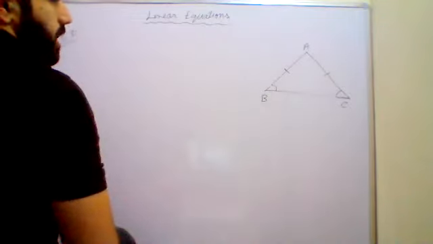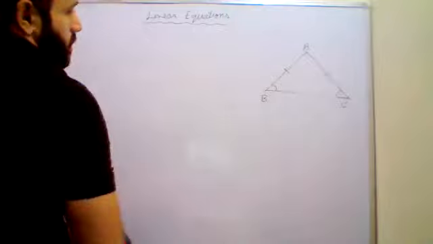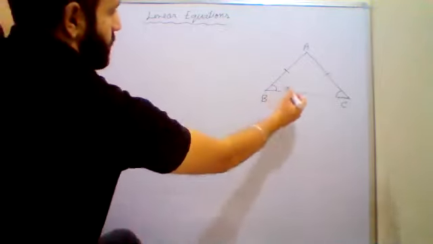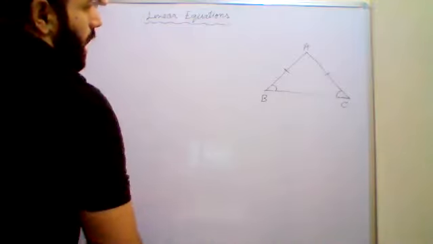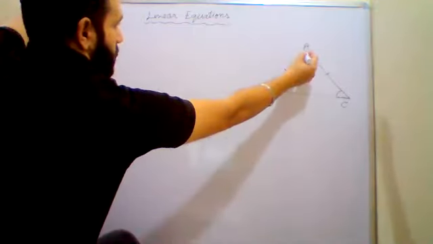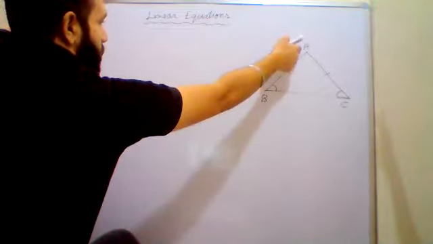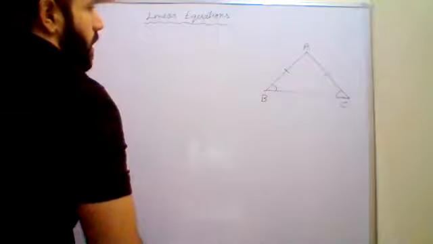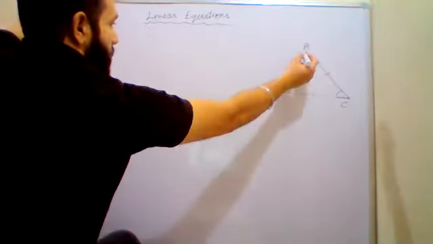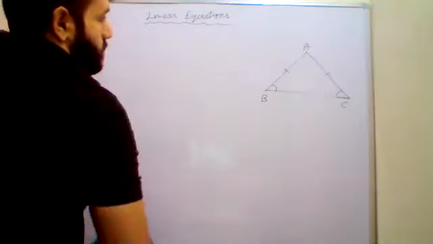In an isosceles triangle, two angles are also equal. So each of the base angles are equal. Angle B is equal to angle C. And the vertex angle, this angle which is at the topmost, is known as the vertex angle of the isosceles triangle. The vertex angle is twice of the base angles.